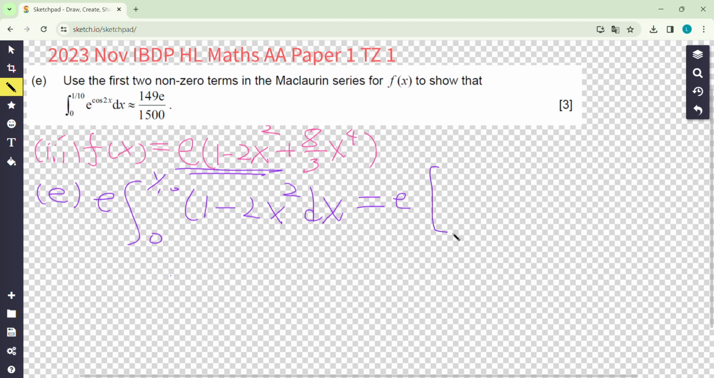So yeah, very simple integration. X minus 2x cubed over 3, upper limit 1 over 10, lower limit 0. Okay, no need to do it.